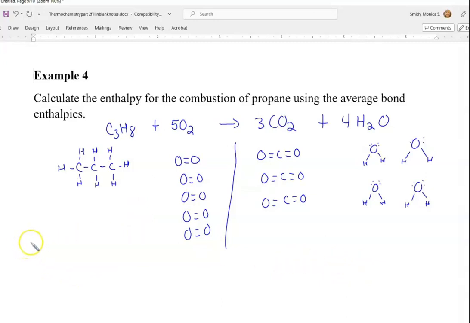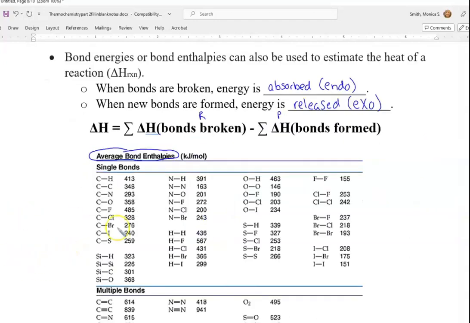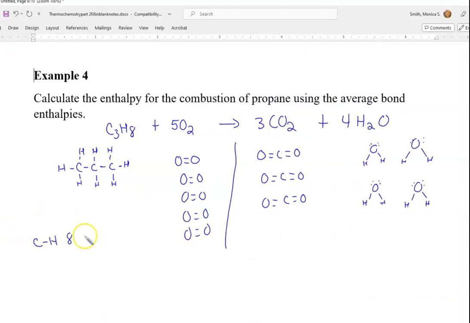So on here I've got some CH bonds. Do you see them? And if I count, I've got 1, 2, 3, 4, 5, 6, 7, 8. So I've got 8 CH bonds. If I go to the chart and find the CH bond, it's 413. Do you see it right there? So 8 times 413. And I don't know if I can read my writing. I think that says 3304. I might need to check my numbers.